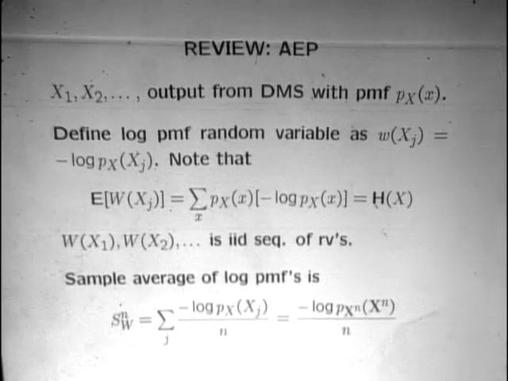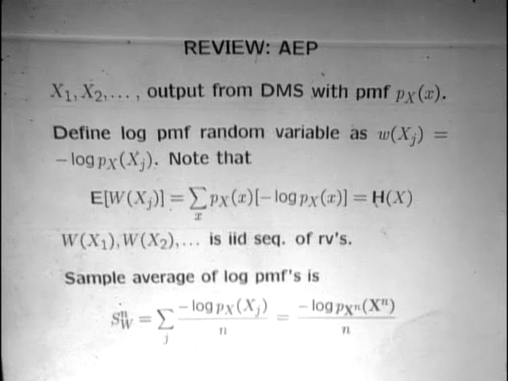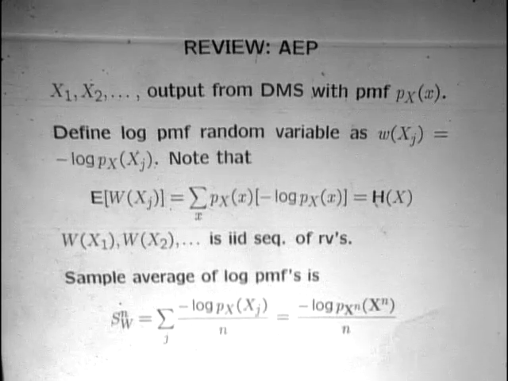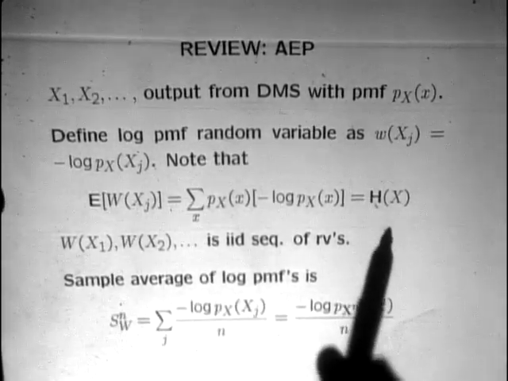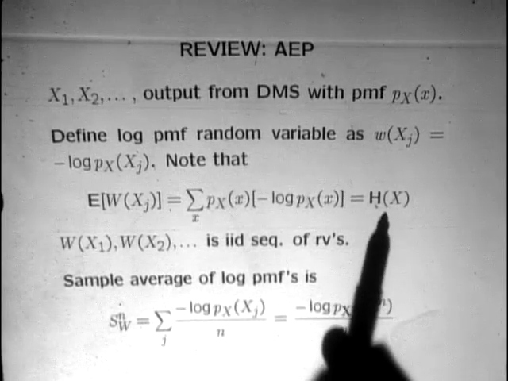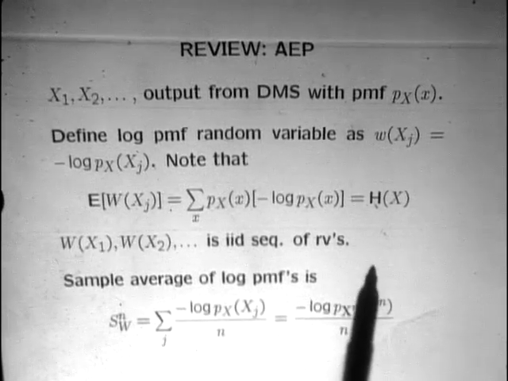We said it's a neat thing to look at this log PMF random variable. And the log PMF random variable is minus log of the probability of the particular symbol. So we have a sequence now of random variables. And the expected value of that random variable for each of the random variables is the expected value of the log PMF, which, as we said before, is this thing we've called the entropy, in which we're trying to get some insight. So we have this log PMF random variable. We have the entropy, which is the expected value of it.